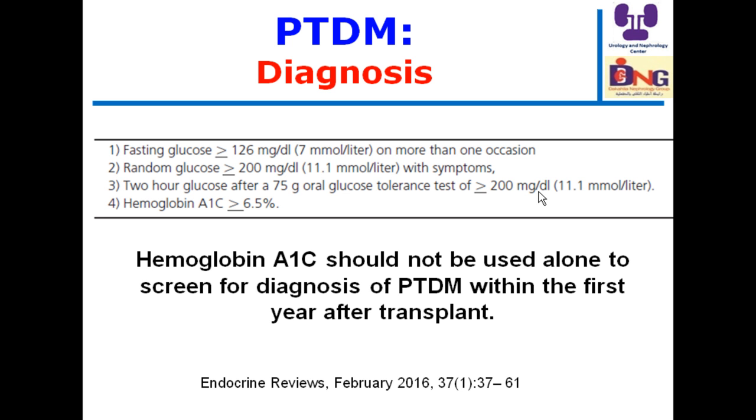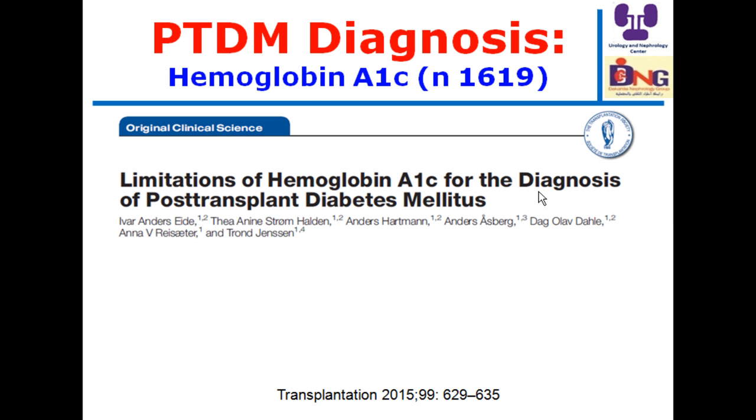But be careful, because hemoglobin A1C shouldn't be used alone to screen for diagnosis of post-transplant diabetes within the first year after transplantation, and its use within the first 3 months is useless because of the presence of commonly anemia in this period of time, and after transplantation there is a time for stability of hemoglobin. So it's better not to use at all hemoglobin A1C post renal transplantation for 3 months, and not to be used alone during the first year after transplantation.